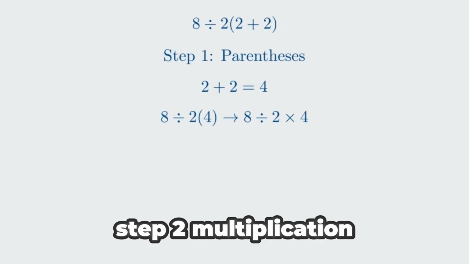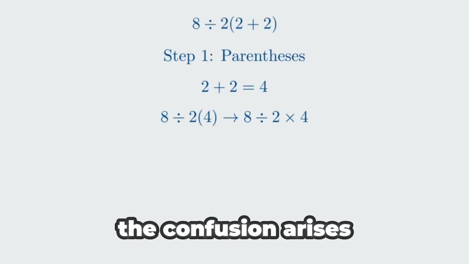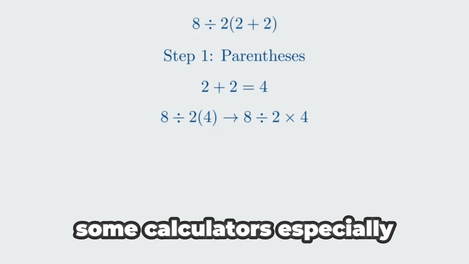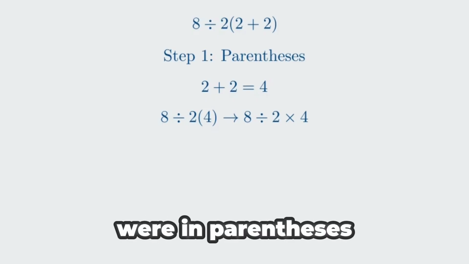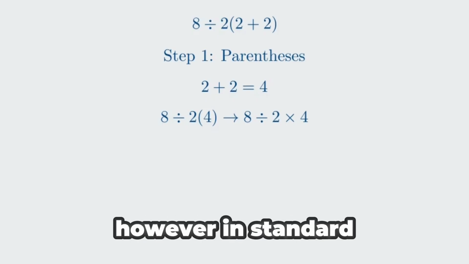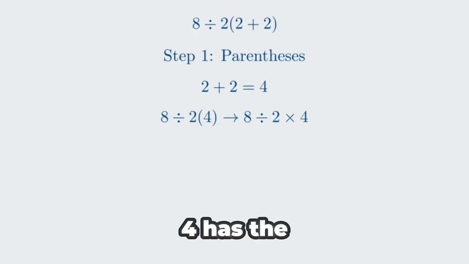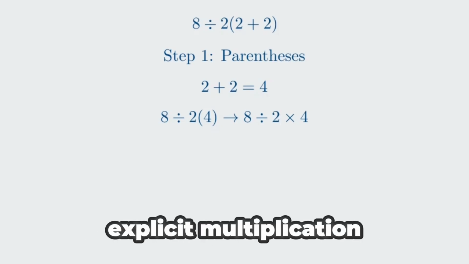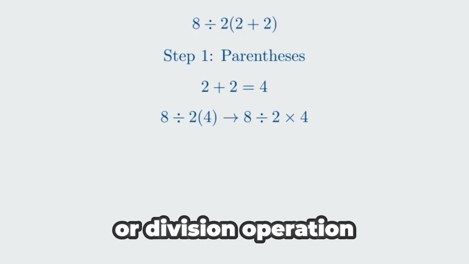Step 2. Multiplication and division from left to right. This is where the confusion arises. Some calculators, especially older or simpler models, interpret the expression 2(4) as an implied multiplication with higher priority, as if it were in parentheses like (2 × 4). However, in standard algebra, implied multiplication, like 2(4), has the same priority as explicit multiplication, like 2 × 4. This means we treat it as any other multiplication or division operation.